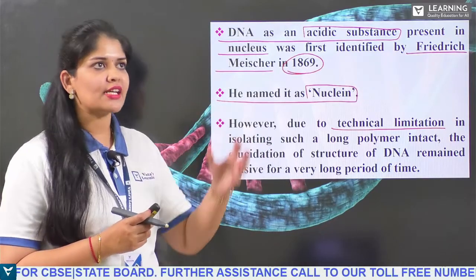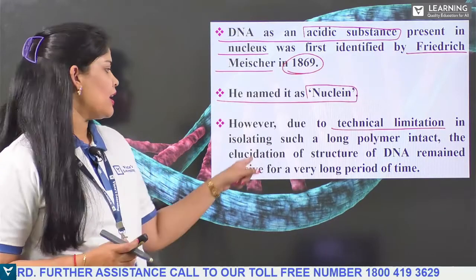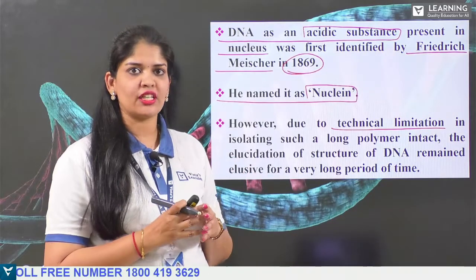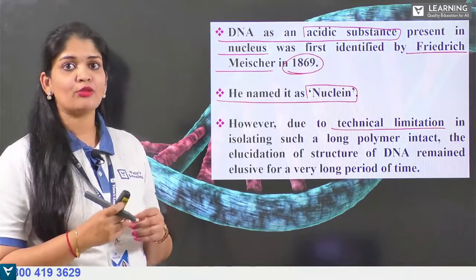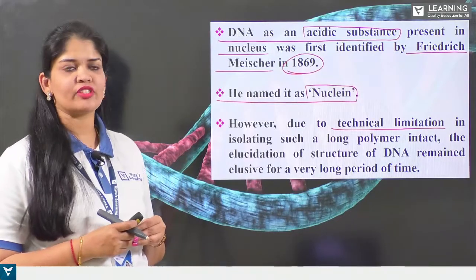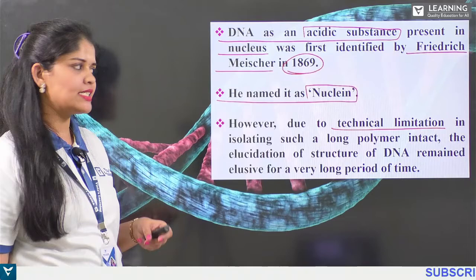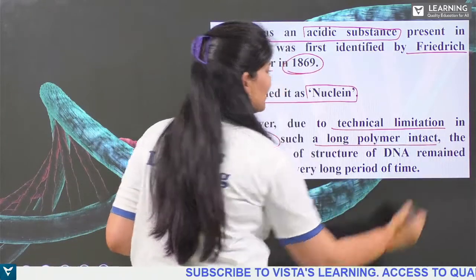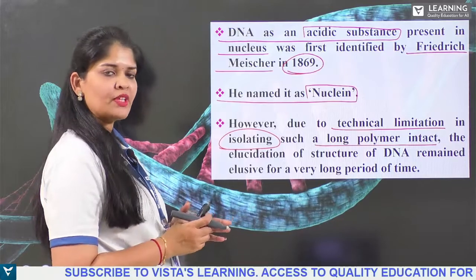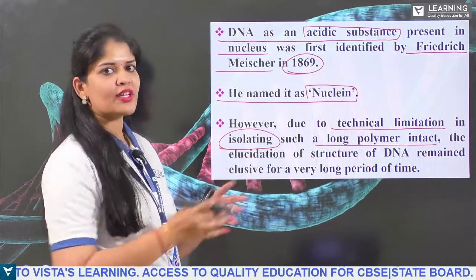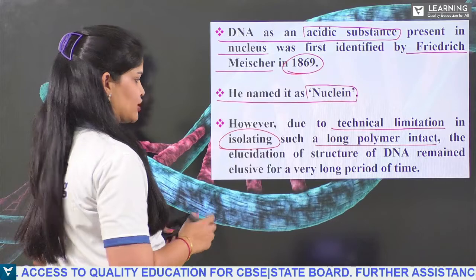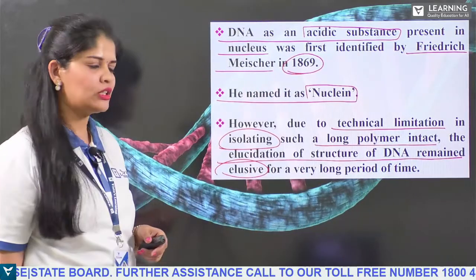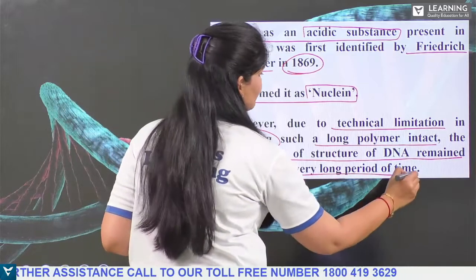The study of the structure of DNA remained elusive. There was no clear idea about the structure of DNA until Watson and Crick in the year 1953. Due to technical limitations in isolating such a long polymer intact without disturbing it, the isolation of DNA is very difficult. Because of that limitation, the elucidation of the structure of DNA remained unclear for a very long period of time.